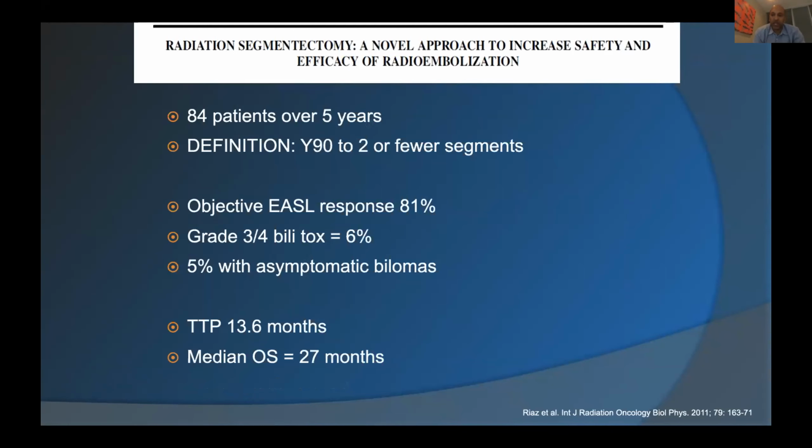So the initial data came out in 2011. They looked at 84 patients over 5 years. Again, the definition's a little bit loose. They looked at a looser definition of Y90 to 2 or fewer Couinaud segments. And again, remember, this is a pilot study. In this pilot study, they found an objective response of 81%. But also importantly, the grade 3 and grade 4 bilirubin toxicities, which have typically been reported around 15 to 20%, dropped down to 6%. And with really no major complications. And their median survival, instead of like 1.5 years, was now 2.5 years. So this is the start.